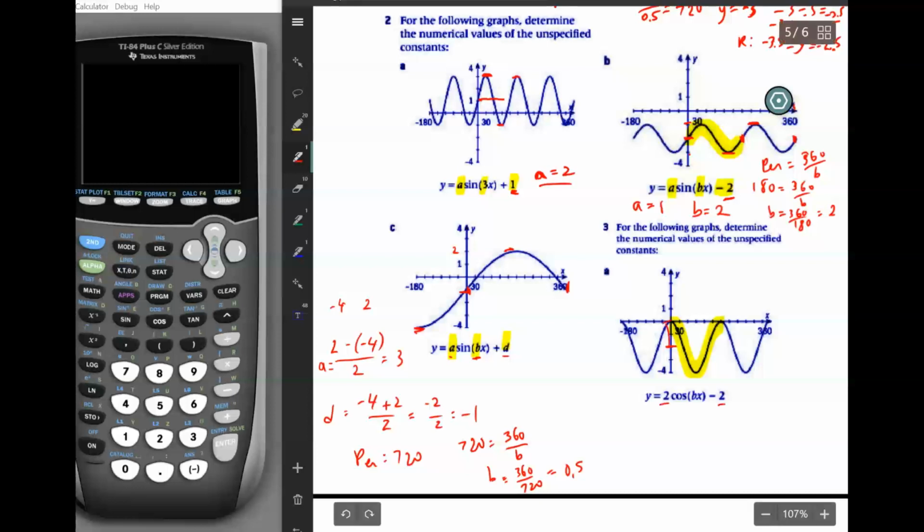Let's find the period. The period of cosine is like a smile. It goes from the top, goes down, and goes back up again. It looks like it goes from 0 to 180. So if the period is 180, then that's equal to 360 divided by B, which is the formula. If we do a cross multiplication, we'll have B equals 360 divided by 180. So B is equal to 2. And that's it for this page.